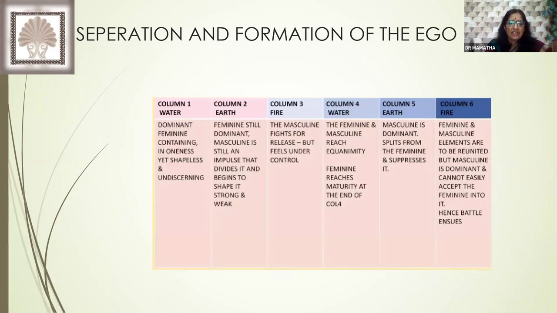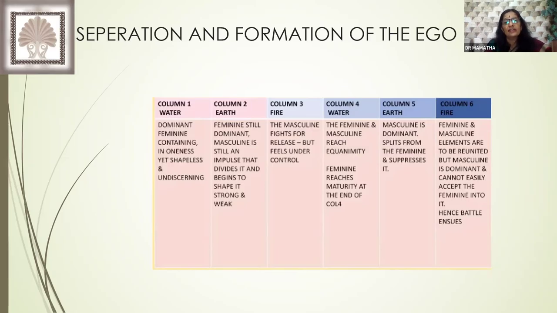Column three is the fire element, predominant. On the whole, the womb stage and infancy are feminine. But still within this, comparatively, this is a masculine stage. Column three is a masculine stage because the fetus has to act to come out of the womb. So the masculine fights for release, but feels under control that it is still within the uterus.